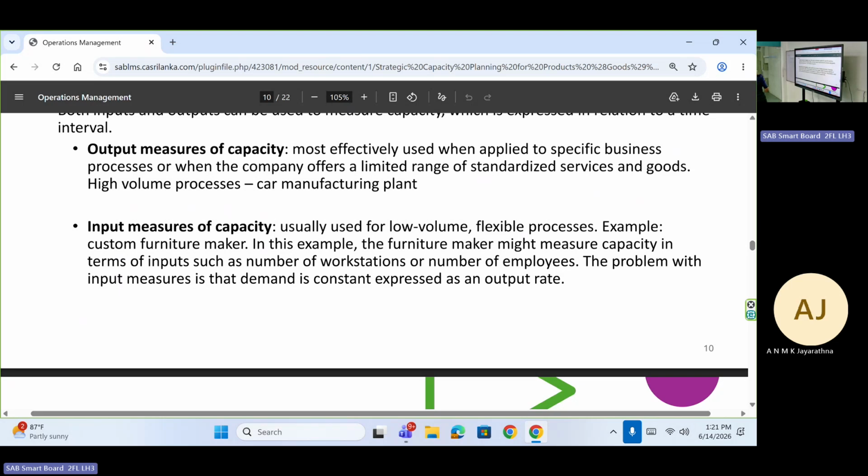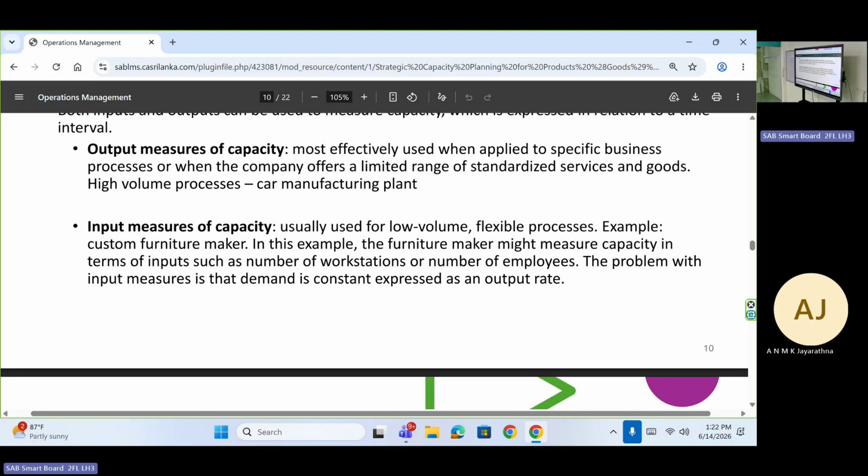Then put a semicolon and this time it's producing standardized products. Instead of low volume, now it's high volume production. Standardized in the sense that all the production units are similar, not very unique, totally the same.